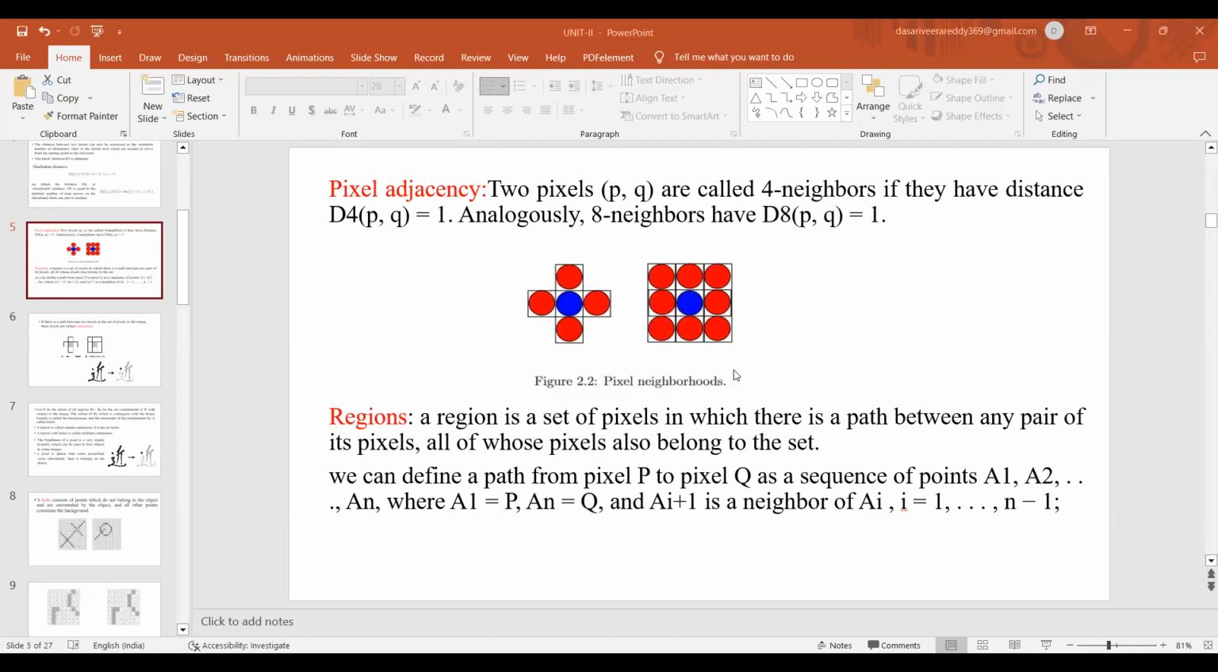One is 8 neighborhood pixels, and the other is 4 neighborhood pixels. You can see that pixel adjacency may be asked as one question. I discussed this yesterday.